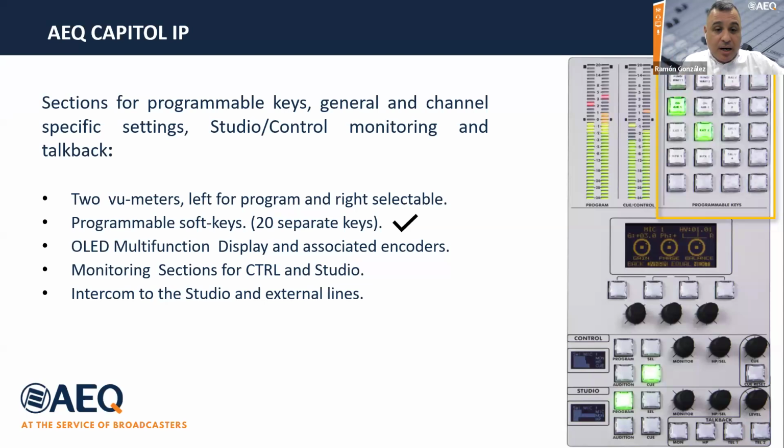You will see later on when I show the software all the functionalities. A multifunction display, with encoders and buttons related, for advanced settings. This is the area of monitoring where you can select which source you want to monitor, if the signal has to be in the control area or in the studio area. And finally, four push to talk buttons for direct intercom with the studio or other areas or external lines.